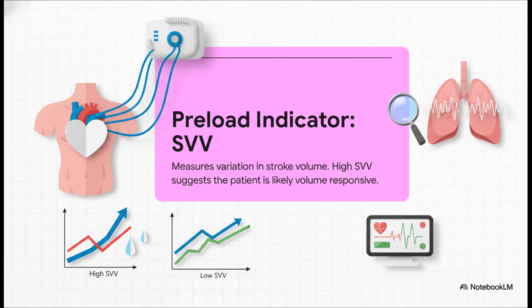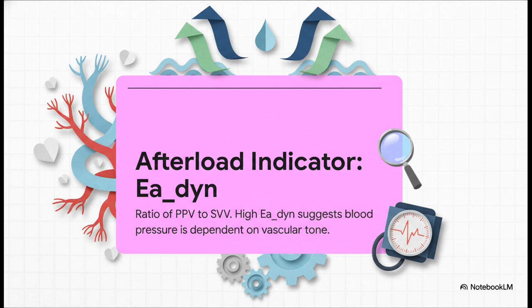On the flip side, a low SVV suggests they're on the flat part of the curve, where more fluid probably won't help and could even cause harm. Okay, next up is the indicator for afterload, dynamic arterial elastance, or EA-DYNE. This one might be a little less familiar, but it is incredibly useful. It's calculated as the ratio of pulse pressure variation to stroke volume variation.